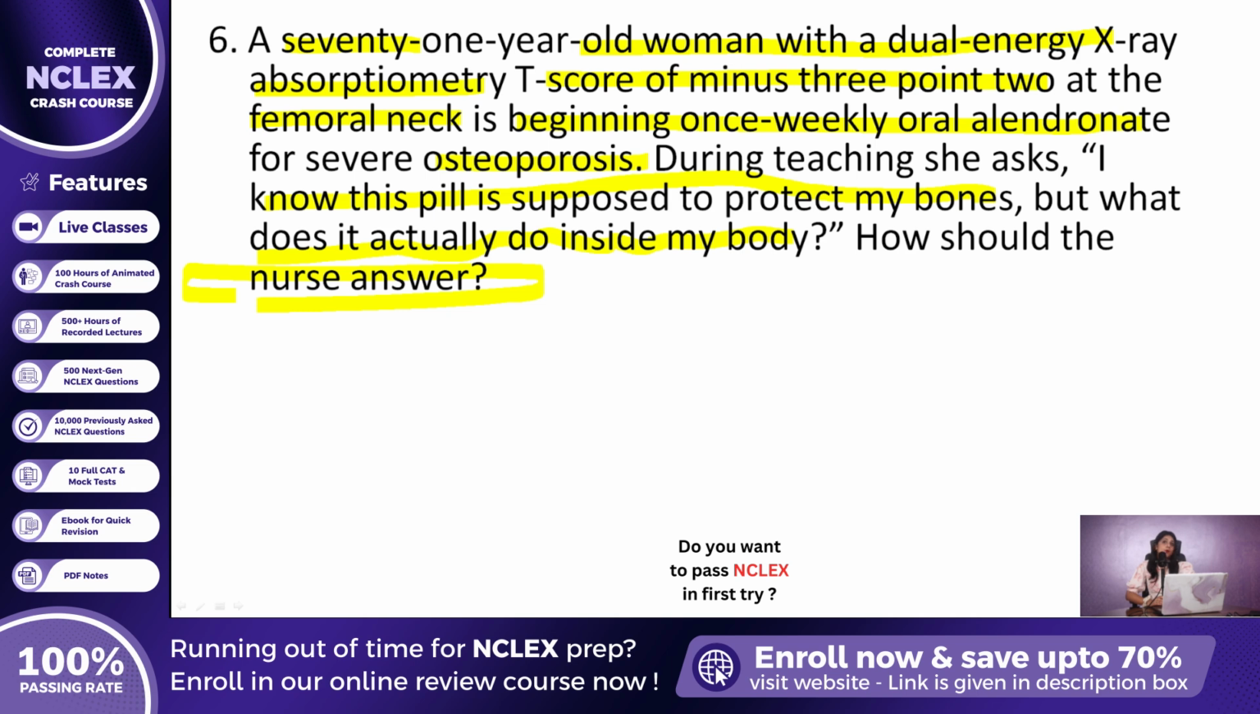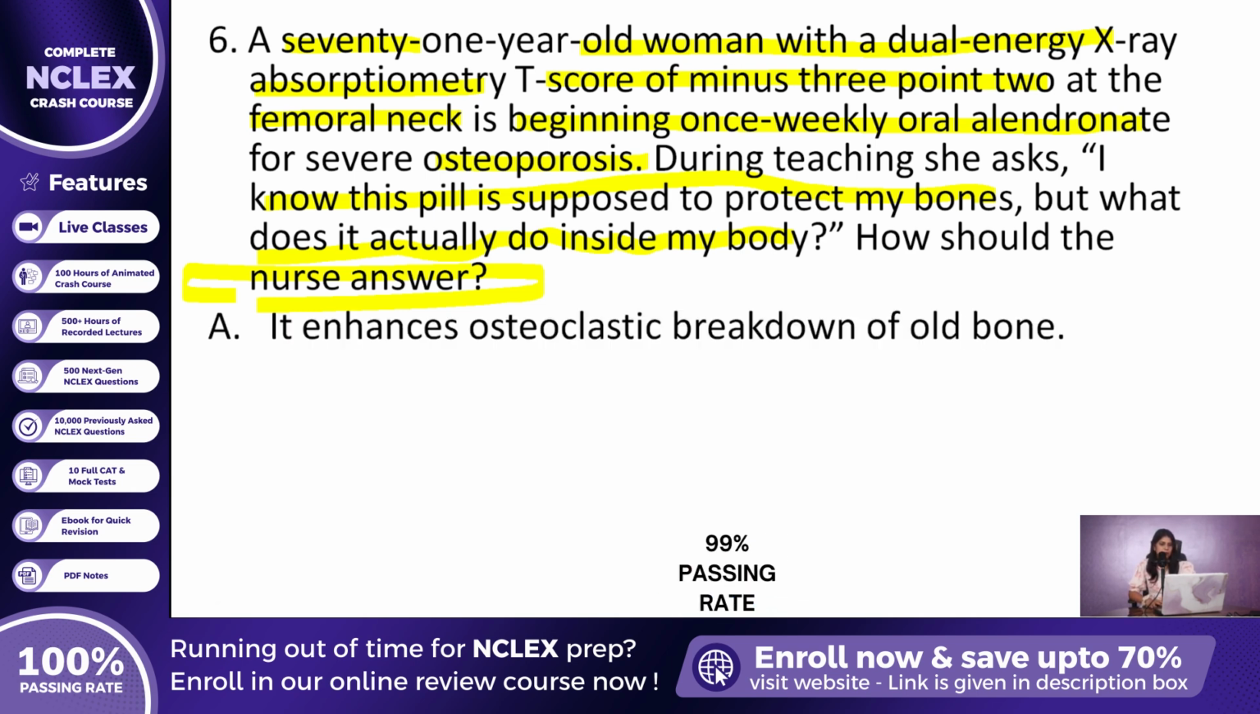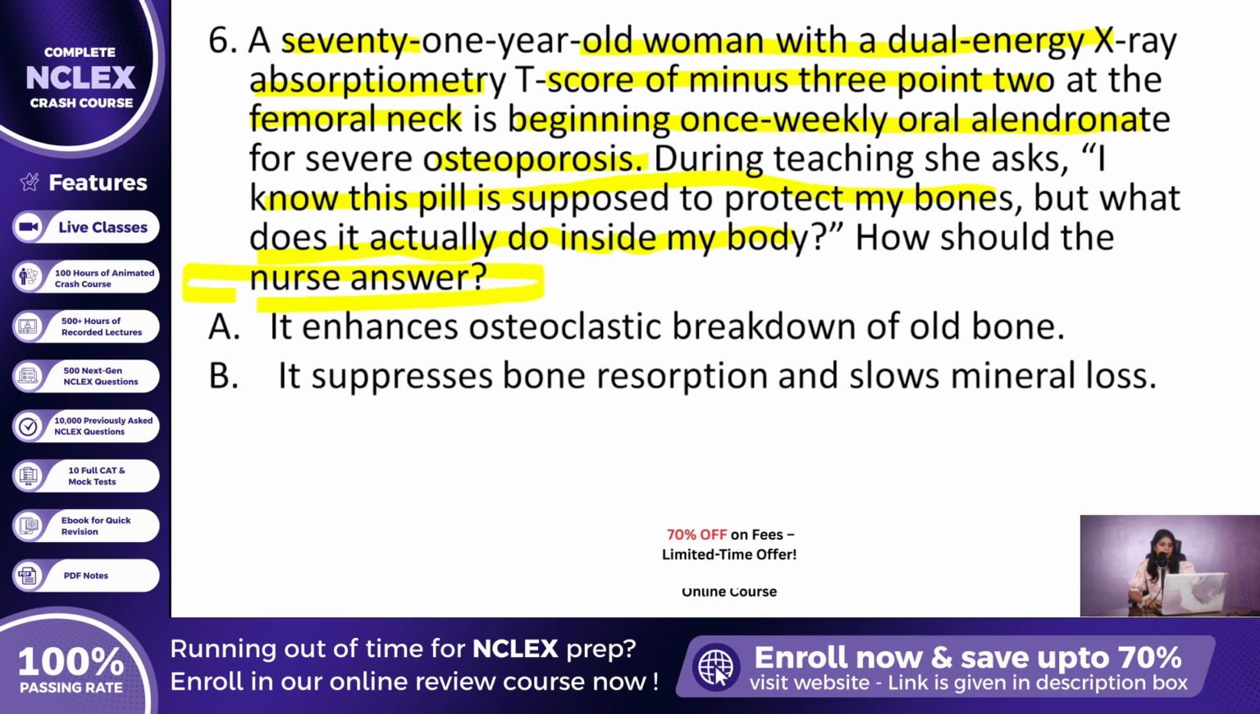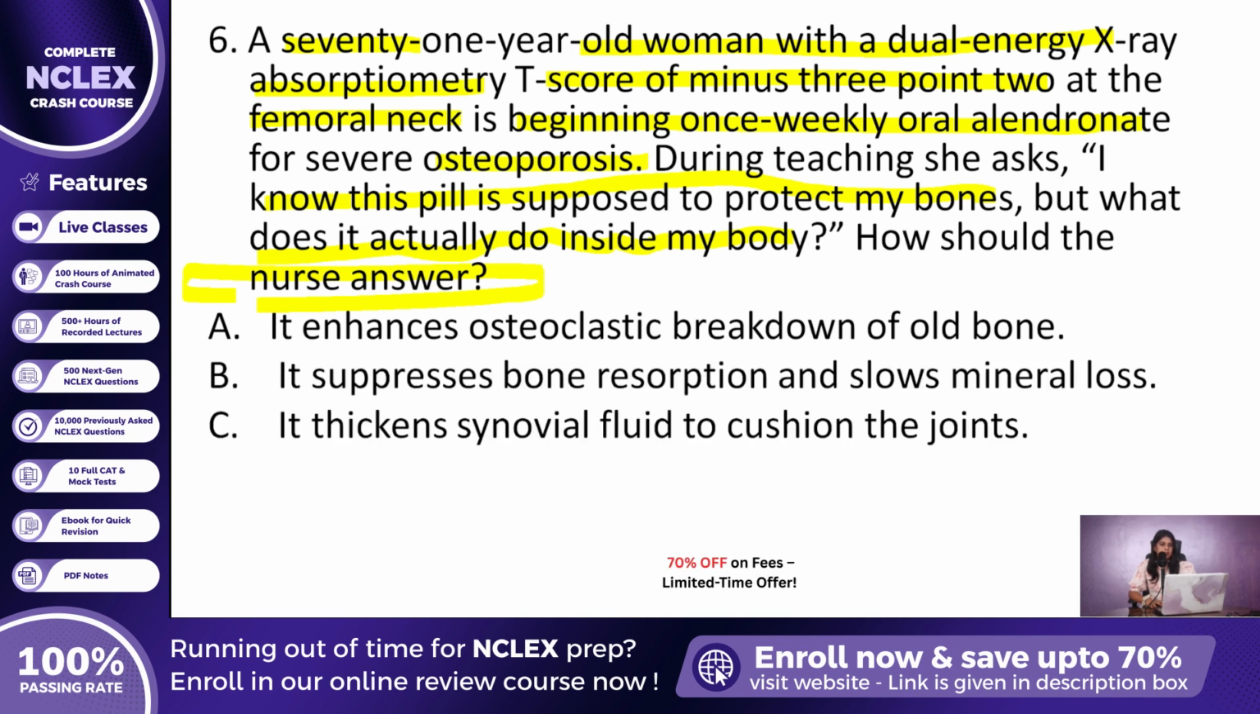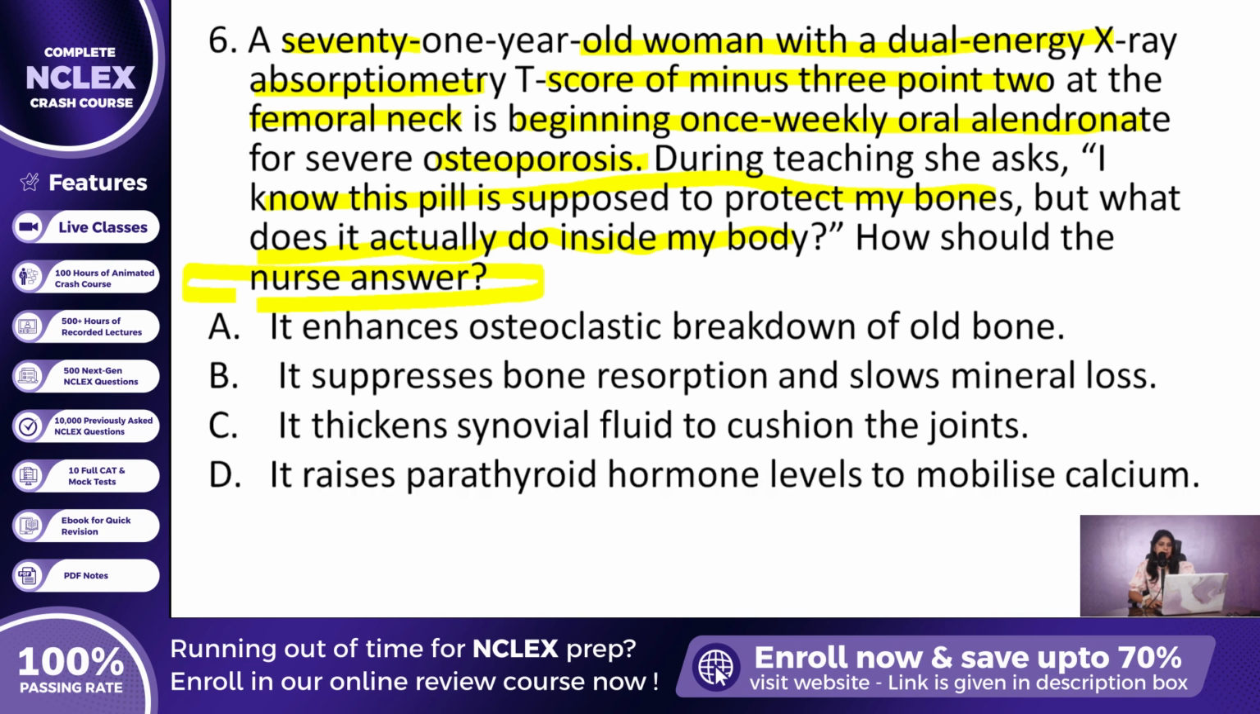Now, let's review the possible answers. Option A, it enhances osteoclastic breakdown of old bone. Option B, it suppresses bone resorption and slows mineral loss. Option C, it thickens synovial fluid to cushion the joints. Option D, it raises parathyroid hormone levels to mobilize calcium.